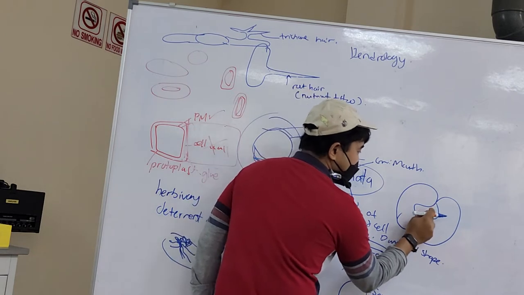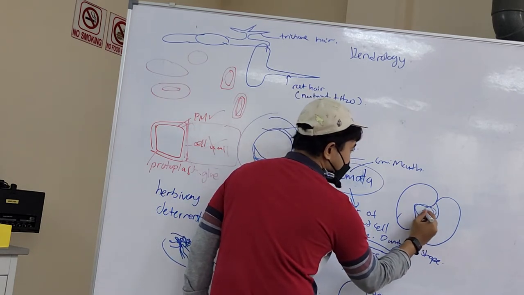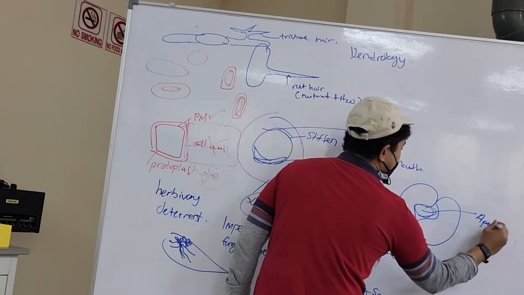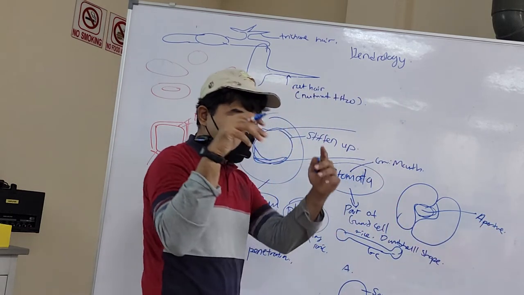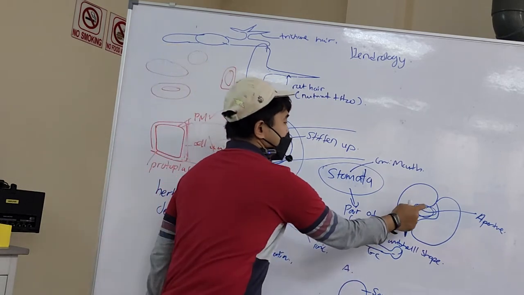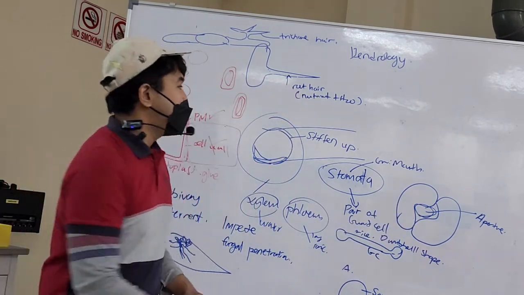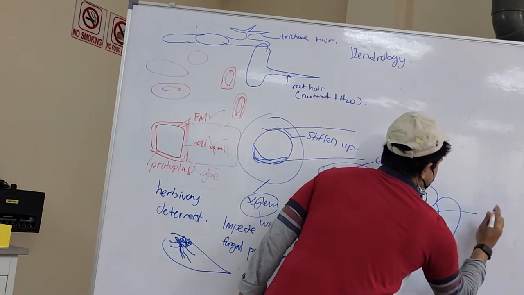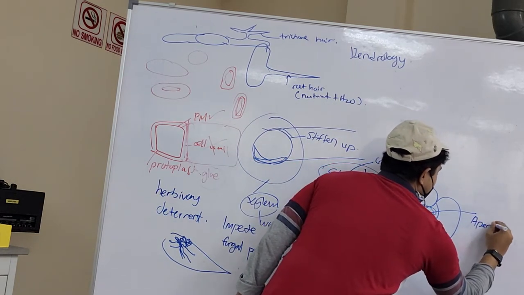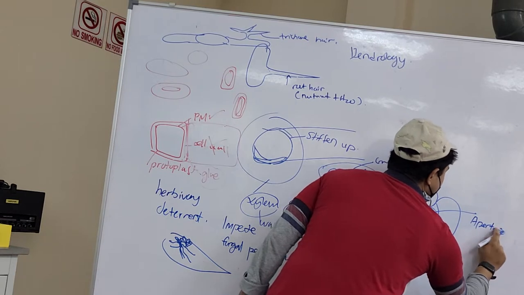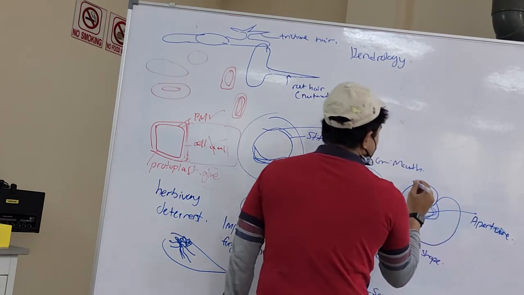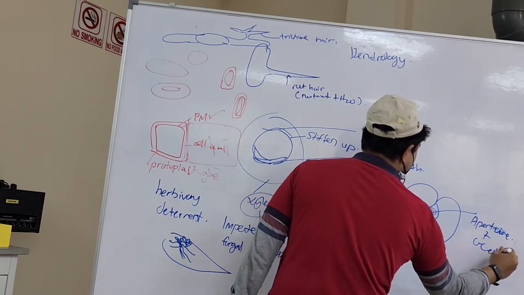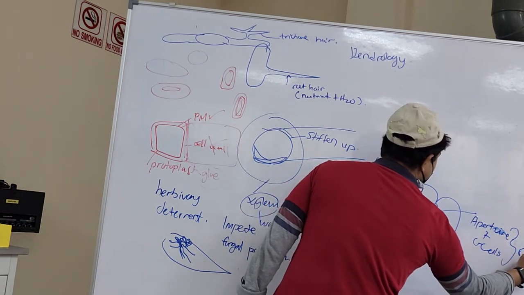And the hole in the middle here, we call it what? Aperture. Like your camera, your eyes have an aperture, right? This is the opening. This whole thing, aperture, A-P-E-R-T-U-R-E. So, aperture plus guard cells, you get your stoma.